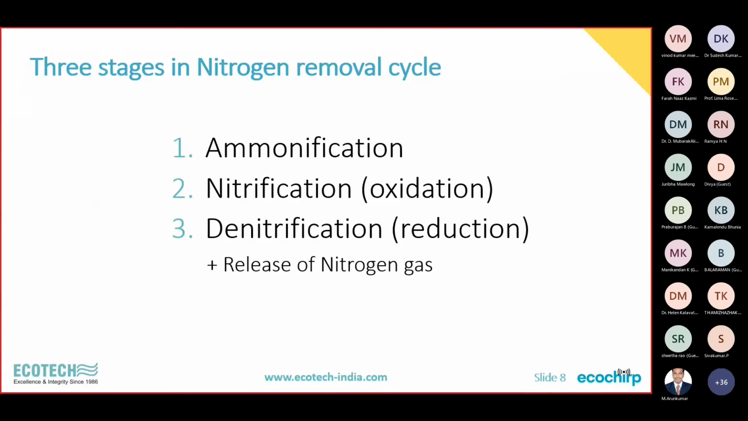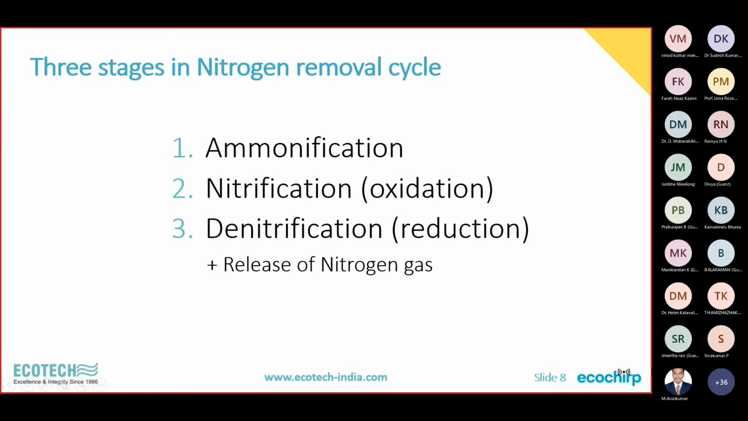Forms of nitrogen: there are 3 stages in the nitrogen removal cycle. Ammonification: as we all know, in raw sewage, it is all in the form of organic nitrogen and ammonia, like uric acid. So this has to be first converted to ammonia. Ammonification is the first stage in the nitrogen cycle. Next, all of this ammonia has to be oxidized to nitrate. This is the nitrification stage.